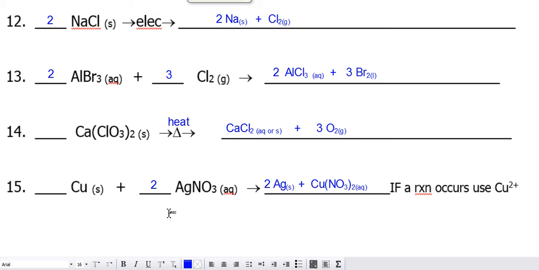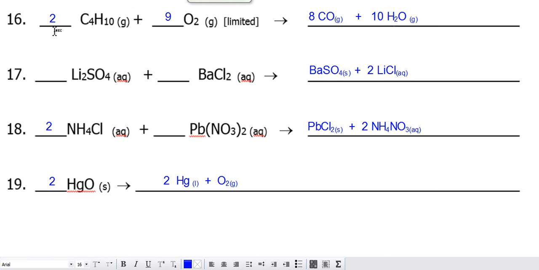Here we go. Copper is higher than silver, so it will take the nitrate away from it. The silver will be by itself afterwards. If a reaction occurs, use copper +2. So I used a +2 charge on this copper when I worked out the formula. So I was like, oh, this copper's a +2. There should be 2 nitrates. And then I came and balanced the whole reaction.